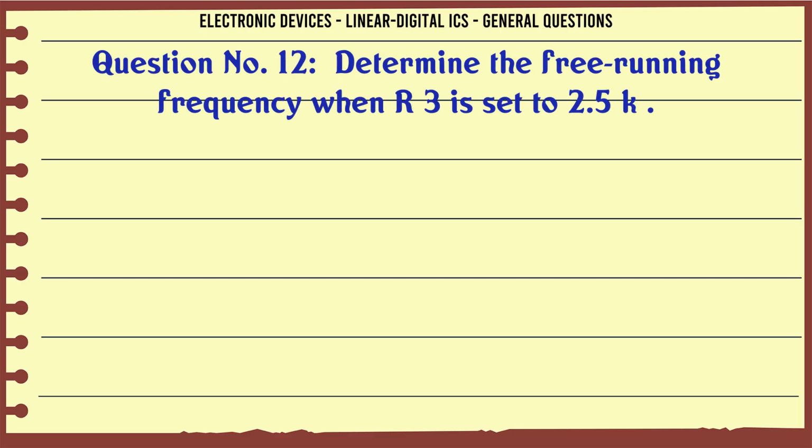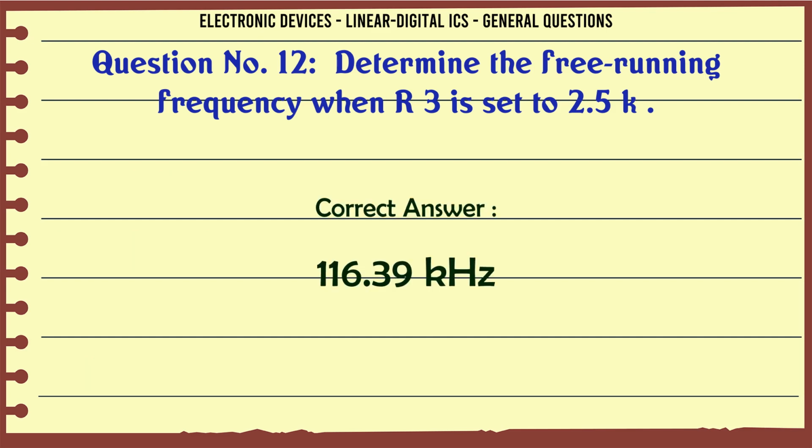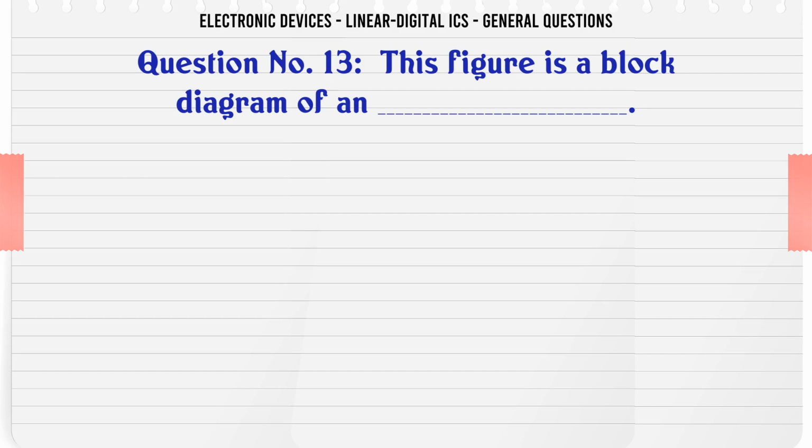Determine the free-running frequency when R3 is set to 2.5 K. A. 19.7 kHz. B. 32.5 kHz. C. 116.39 kHz. D. 212.9 kHz. The correct answer is 116.39 kHz.